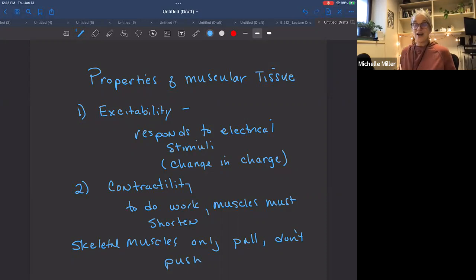And so we're going to talk about this, but the muscles have inside of them these myofilaments, and it is referred to as a sliding filament model. So when the muscle is stimulated, these filaments slide against each other and the muscle shortens. And then when the muscle stops contracting, then it goes back to its resting length. And so that is the idea of contractility.